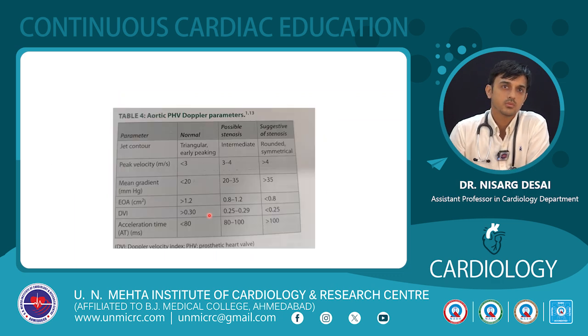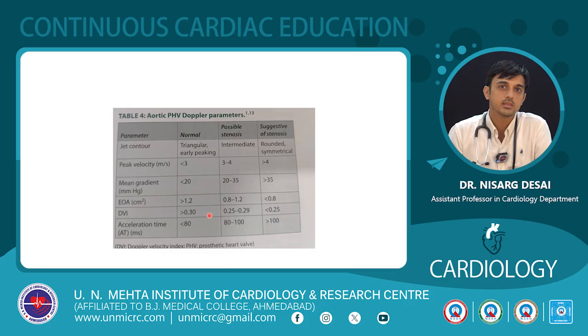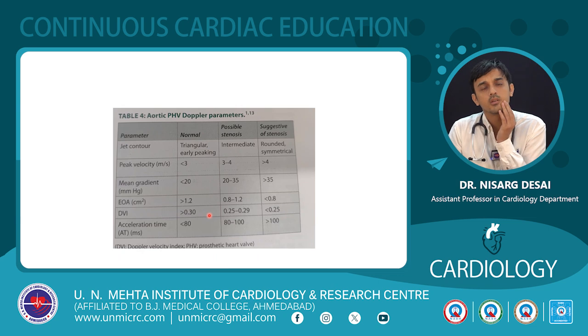So this is the table showing the normal limits of the Doppler parameters, starting from the contour, whether it is rounded versus triangular, the peak velocity if it is more than 4, gradient more than 35 to 40, EOA less than 0.8, DVI less than 0.25, and AT if it is more than 100, then it is suggestive of a stenotic prosthetic aortic valve.